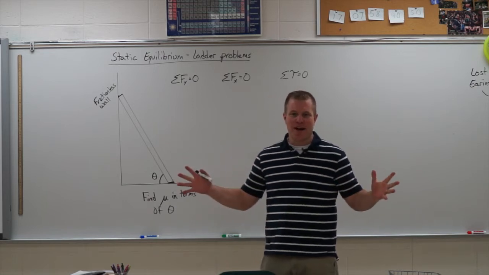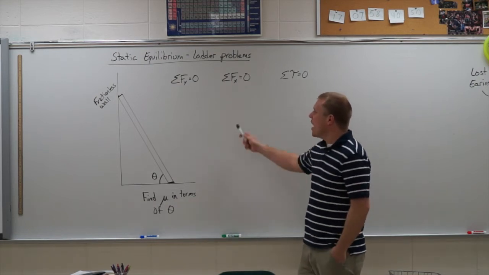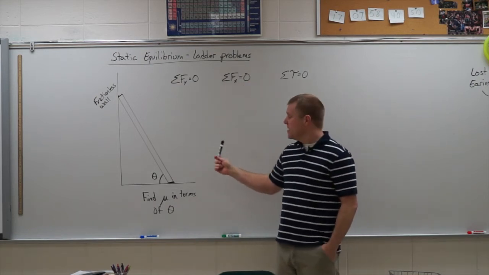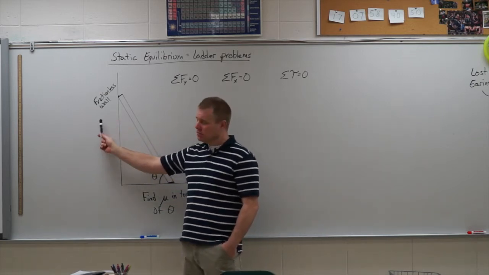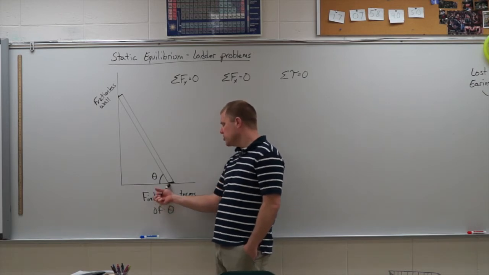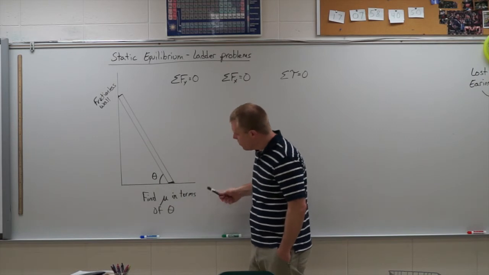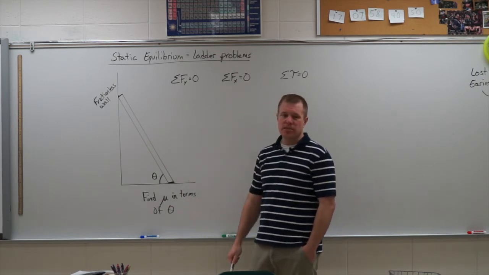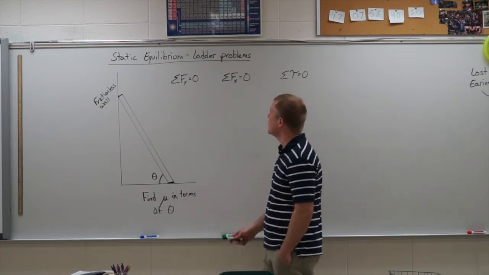The ladder problem. So we're going to do static equilibrium with the ladder problem today. Ladder problems are just that. It's usually a ladder leaning against a wall. Now we are going to do the frictionless wall, to make our lives a little easier. And we're going to try and find the coefficient of friction needed on the ground so that our ladder doesn't slide out from underneath us, in terms of that angle, theta, that we lean our ladder up against the wall with.